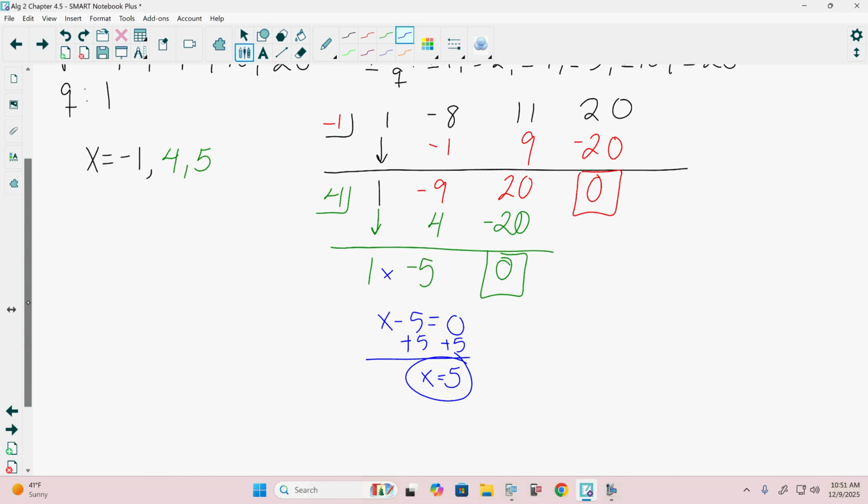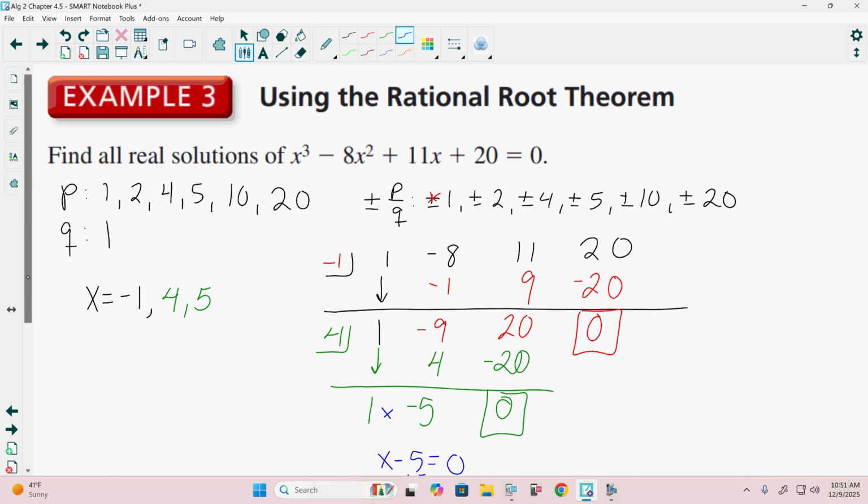Questions on this here? So realistically for this one here, we could have just graphed this and gotten all the answers. Because it gave them to us all by graphing, because they were all integer solutions. They were all integer numbers. Questions on how we found the rational zeros and found our 3 solutions?